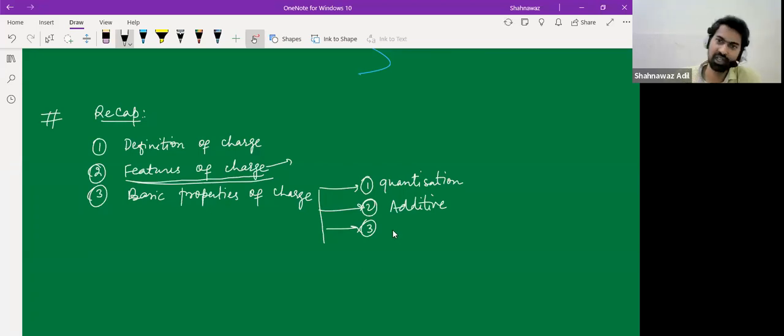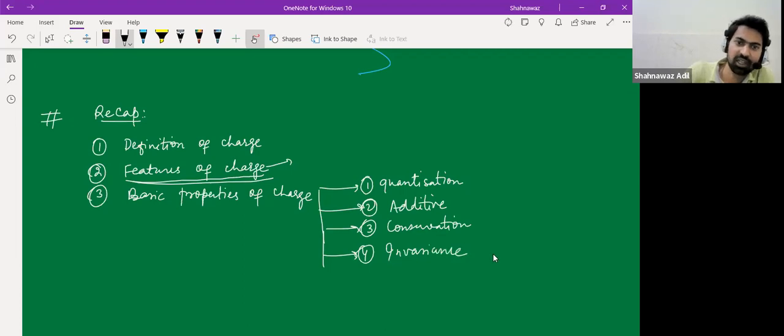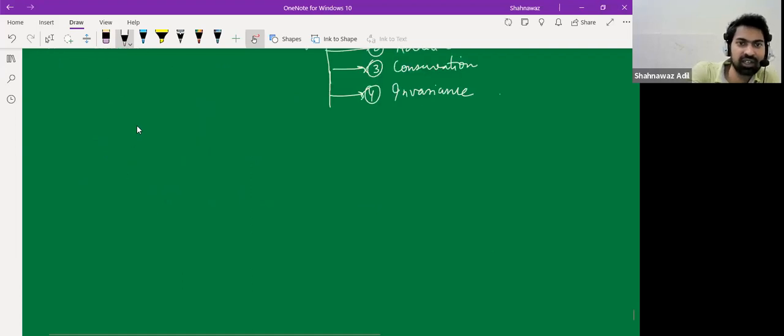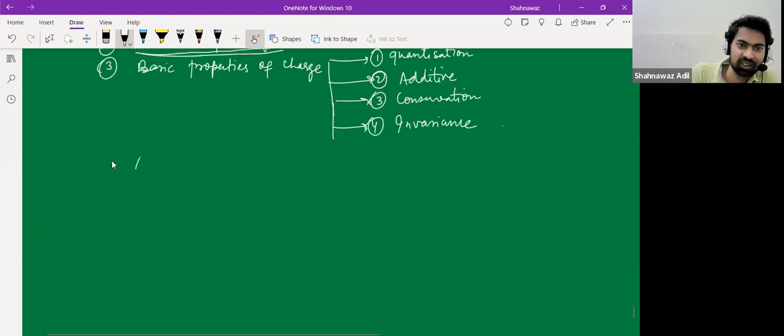Yes, Aisha. Conservation. And the last, invariance. Good. Right. And then we learned about this. So in the next, I will just keep revising whatever I have done so far, so that you guys can repeat or revise those parts.